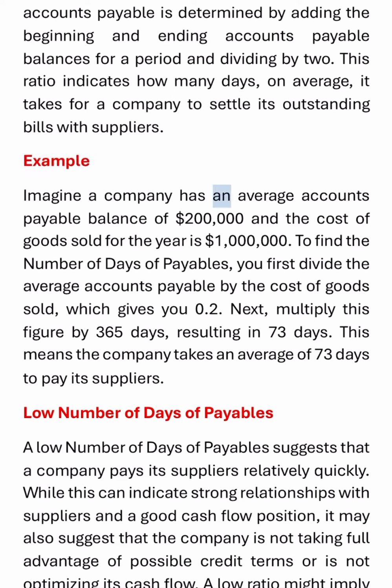Imagine a company has an average accounts payable balance of $200,000 and the cost of goods sold for the year is $1 million. To find the number of days of payables, you first divide the average accounts payable by the cost of goods sold, which gives you 0.2. Next, multiply this figure by 365 days, resulting in 73 days. This means the company takes an average of 73 days to pay its suppliers.